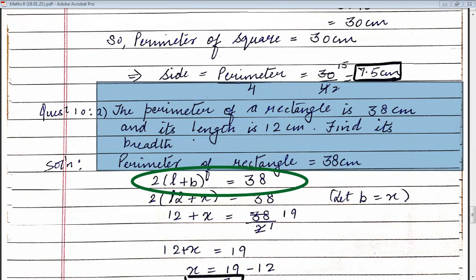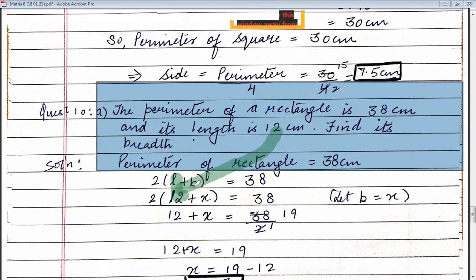So now whatever you know, you will substitute the value here. You know the value of L. What is the value of L here? It's given. The value of L is 12. So instead of L, you can write 12. And what is B? That we don't know. And we have taken that value as x. So what does your equation become now? It is 2(12 + x) is equal to 38.